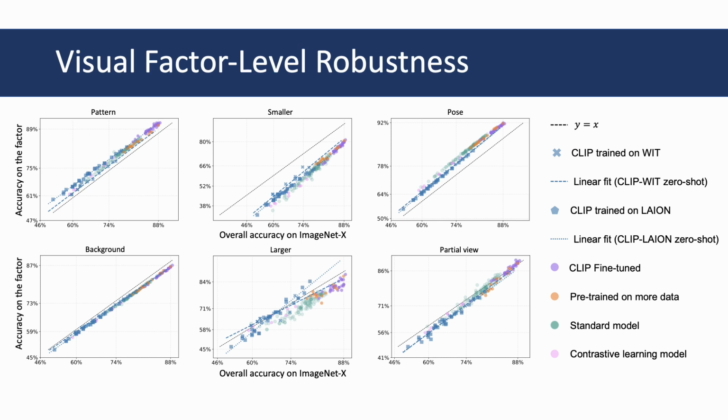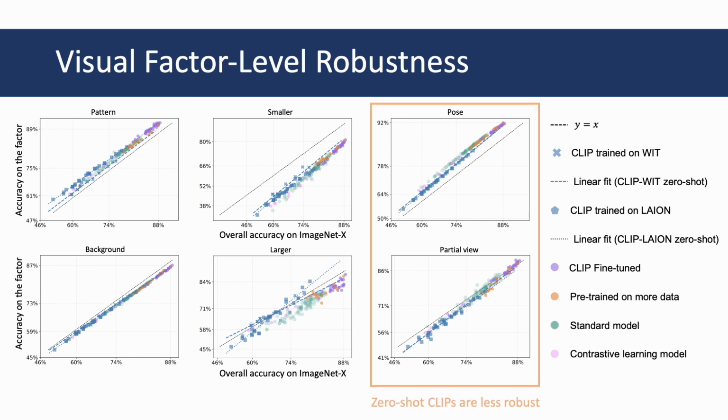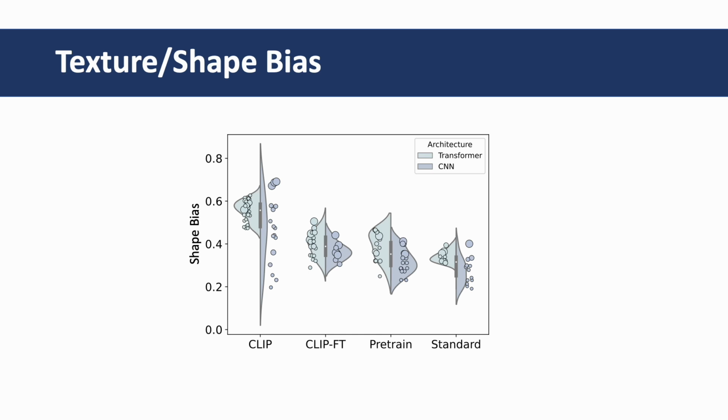For visual factor level robustness, we have mixed observations. Training distribution impacts model robustness. The distribution can make CLIP models more or less robust than other models. Zero-shot CLIPs are similarly robust as others for difficult background. On smaller or larger factor, zero-shot CLIPs are more robust. For pose or partial view factor, zero-shot CLIPs are less robust. For texture shape bias, zero-shot CLIPs are generally more shape biased.